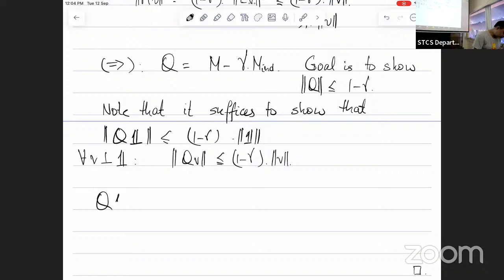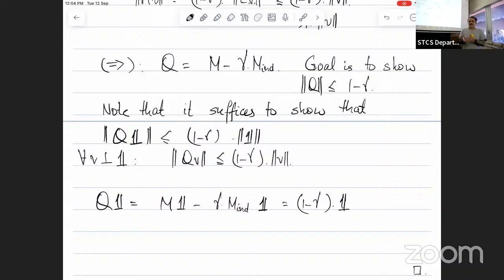So, what is Q of all ones? This is going to be M of all ones minus gamma times M_int of all ones. But M of all ones is nothing but all ones. M_int of all ones is also all ones. So this is just going to be 1 minus gamma times all ones. So, of course, the vector shrinks, because in fact the direction also didn't change. Okay. Now let's do the second part.